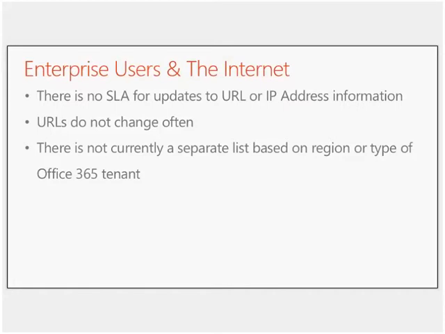Another thing to note is that we don't have a separated list by region or type of Office 365 tenant. So if you are in a particular area of the United States or a particular country, we don't have a separated list of things to filter for those separate regions. And similarly, we don't have a separate list for different types of Office 365 tenants. So if you're an educational customer or a government customer or just an enterprise SKU customer, we don't have separated lists for those.